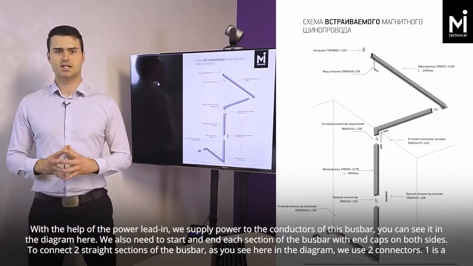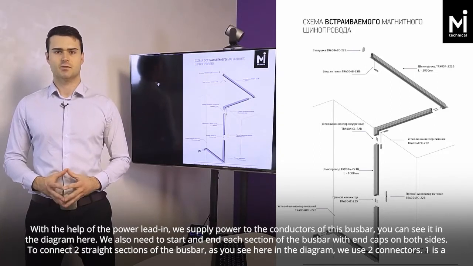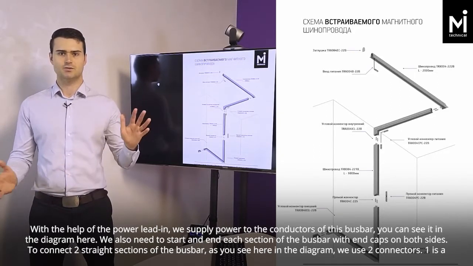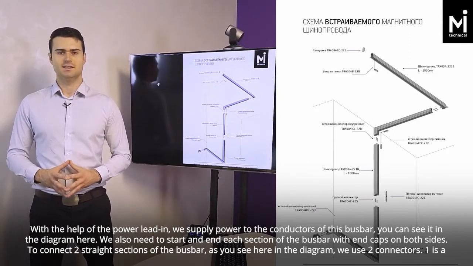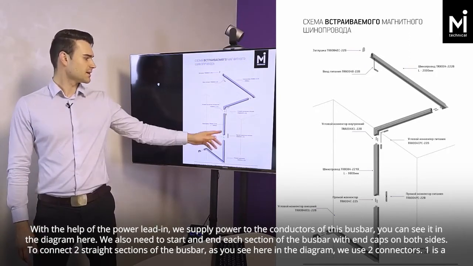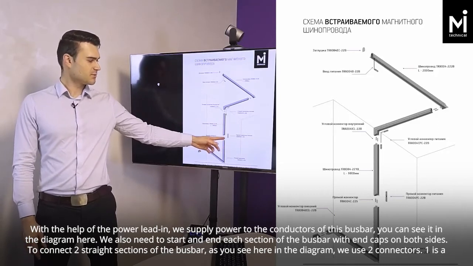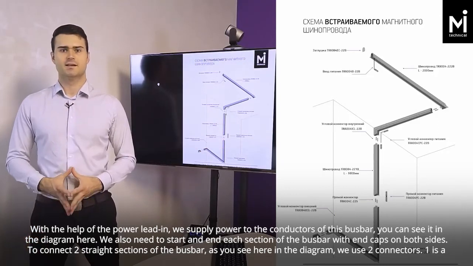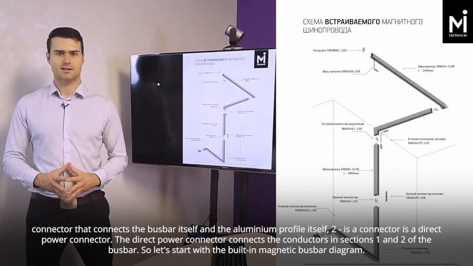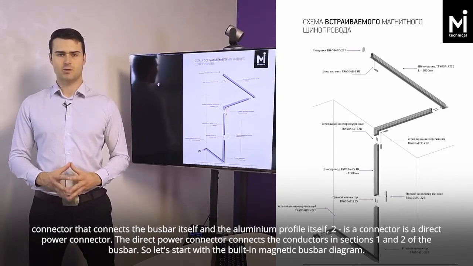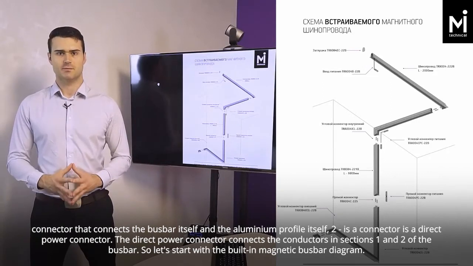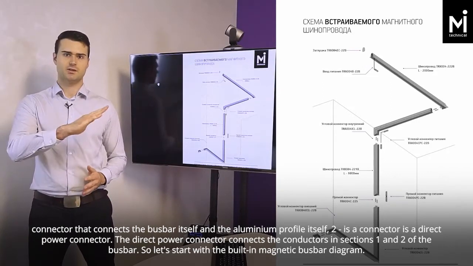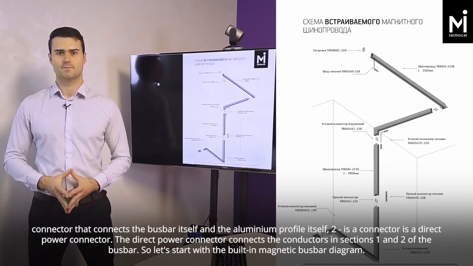We also need to start and end each section of the busbar with end caps on both sides. To connect 2 straight sections of the busbar, as you see here in the diagram, we use 2 connectors. One is a connector that connects the busbar itself and the aluminium profile itself. Two is a direct power connector. The direct power connector connects the conductors in sections 1 and 2 of the busbar.